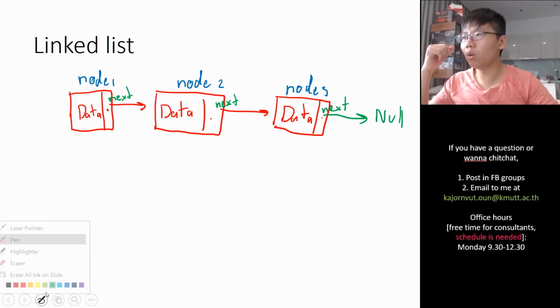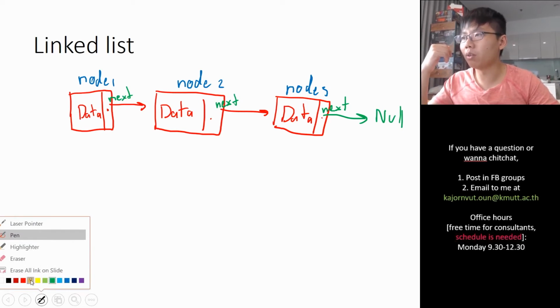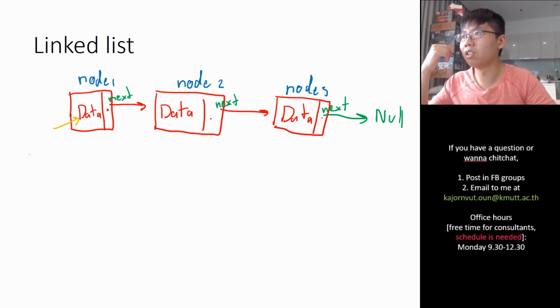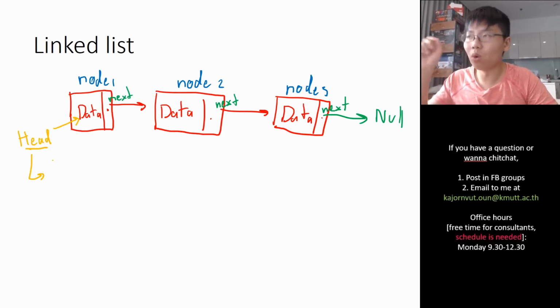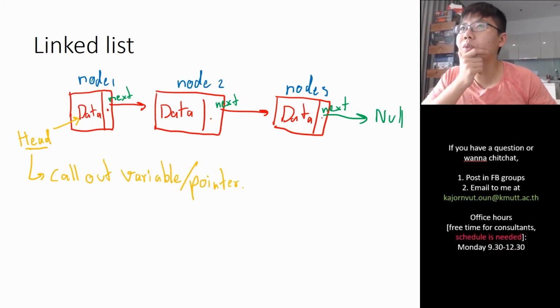So we need to have one pointer here, which is normally called head, that represents the head node of the linked list. Basically, this pointer is going to be the main pointer that you use to point out where the linked list is, or how you call the linked list itself. So basically, you call it by head, okay?